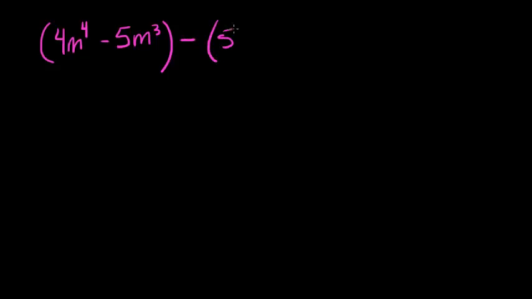Okay, so now let's do some subtraction. We'll start with 4m to the fourth minus 5m cubed. That's our first binomial, and we're going to subtract from it 5m to the fourth plus 3m cubed. Okay, so what this means is we're taking everything here and we're subtracting this polynomial from it.